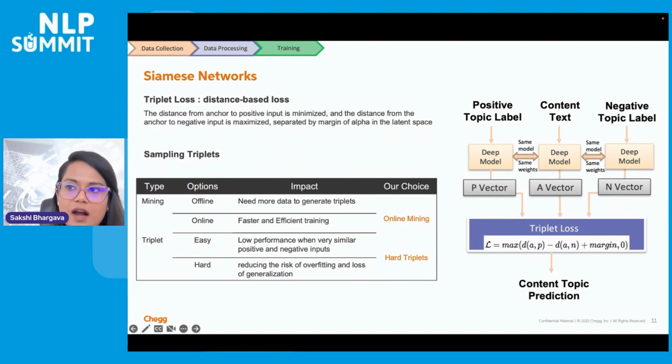So these are called hard triplets, and they generally lead to better generalization and reduce the risk of overfitting. So for our use case, we chose online mining and hard triplets for the reasons I just explained.